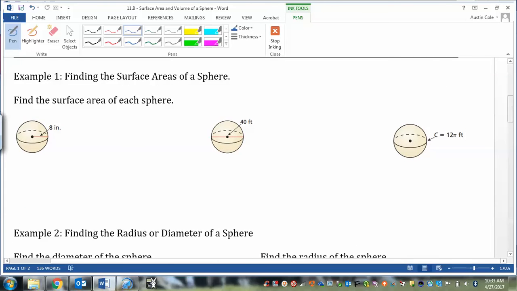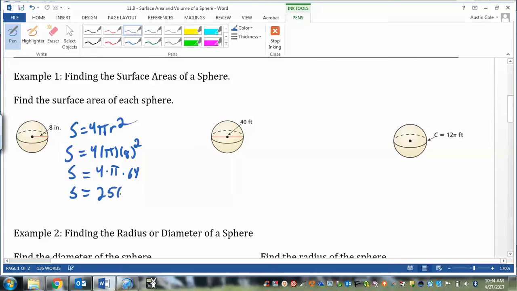So if we want to find the surface area, what's our formula? Surface area is 4 pi r squared. Exactly right. What's our radius here? 8. So surface area is going to be 4 pi times 8 squared. That gives us 4 times pi times 64. 8 squared is 64. In terms of pi, our surface area is going to be 256 pi.